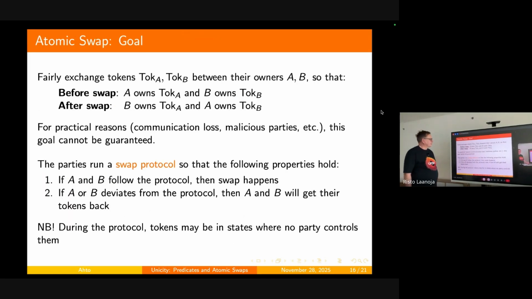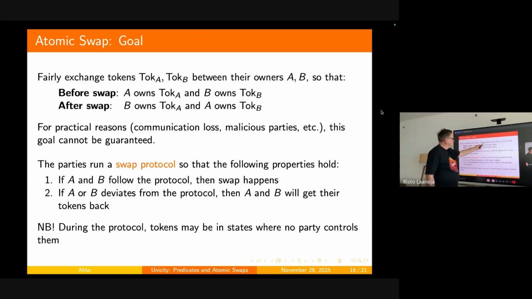Okay, let's talk about atomic swap now. We have two tokens, say token A and token B, and their owners A and B respectively, so that before the swap, A owns token A, B owns token B, but after the swap, we want B to own token A and A to own token B. It would be very nice if we had a protocol that always guarantees this to happen.